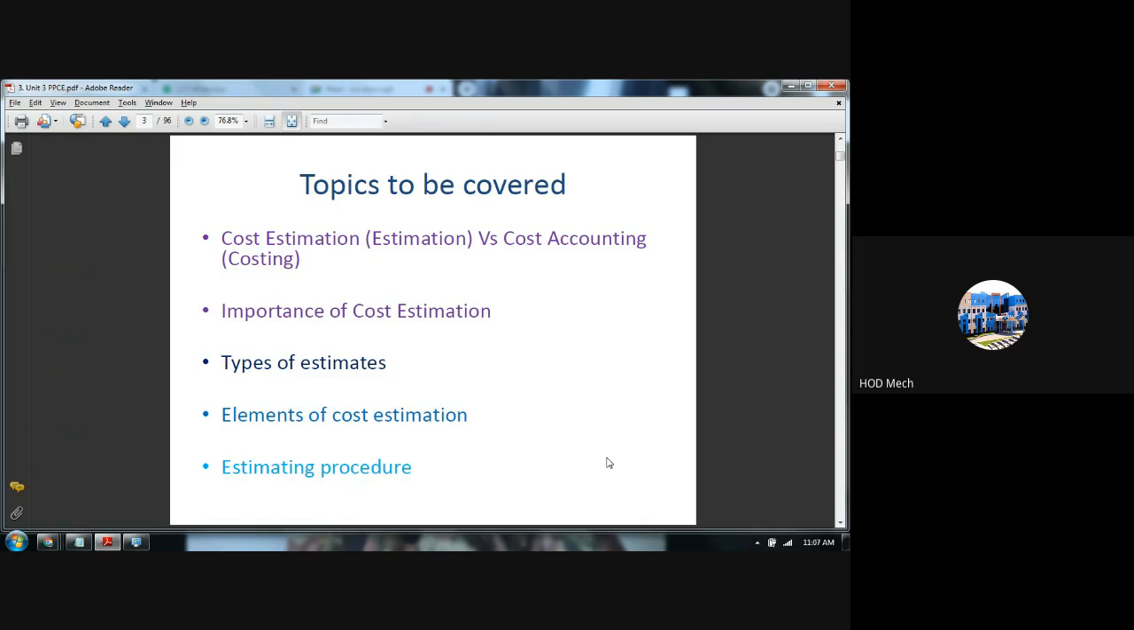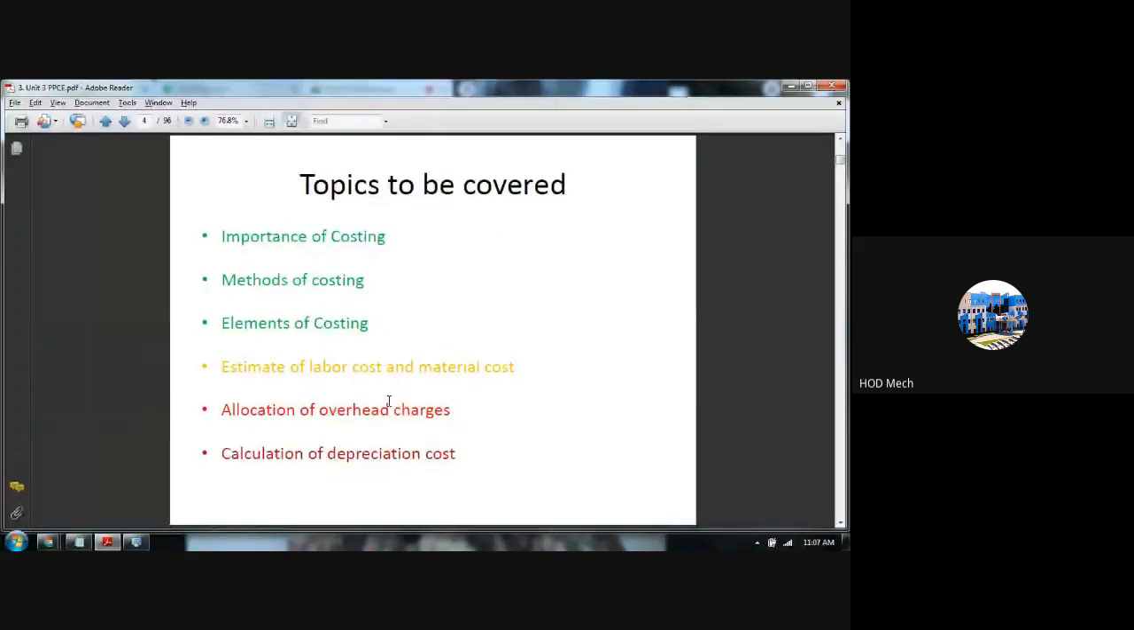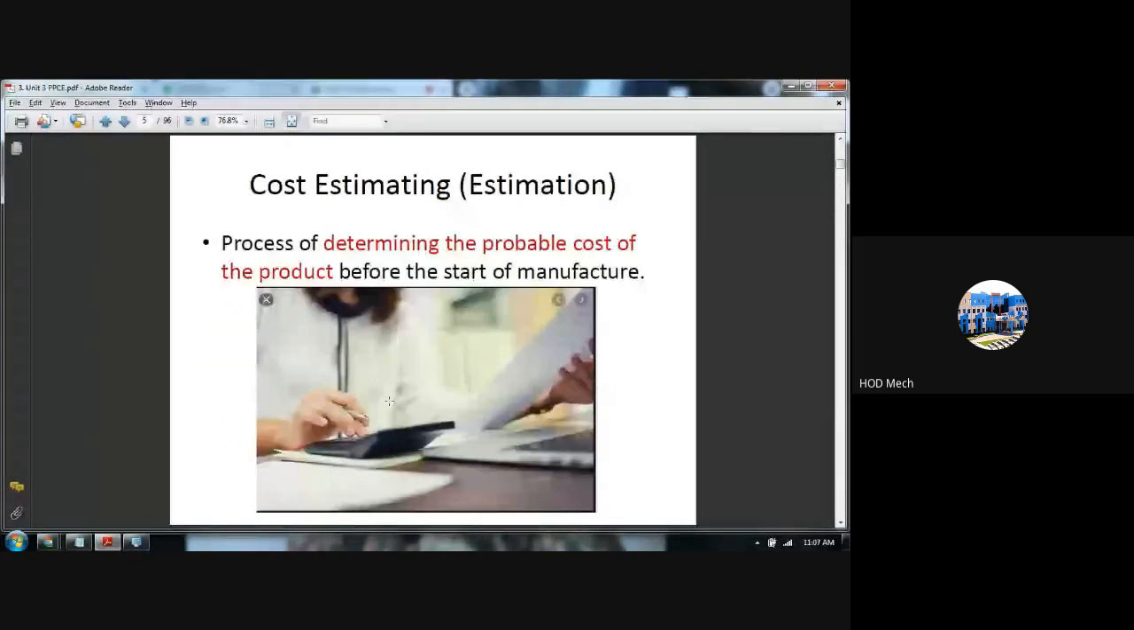Then you will have the importance of cost estimation, types of estimates, and elements of cost, as we have seen in the previous syllabus. Then estimating procedures, importance, methods, elements, and then different types of charges: overhead charges, depreciation cost, labor cost, material. Don't worry about that. So now we are getting into the first session, which is about cost estimation.